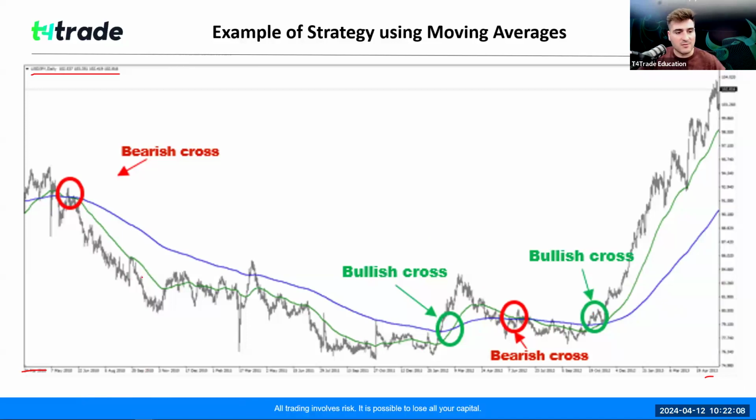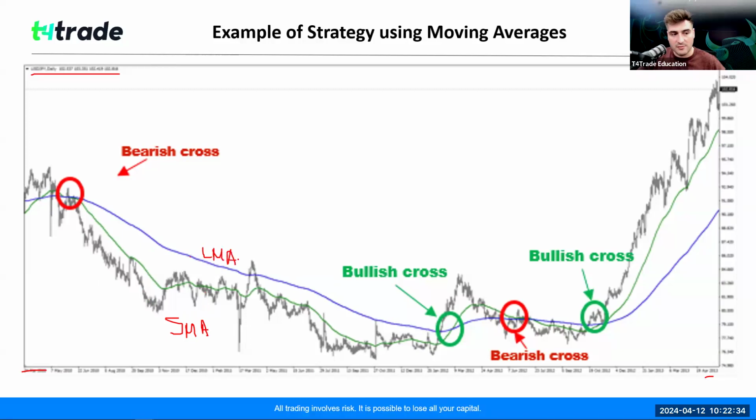In this kind of case, if I ask you which one is the short and which one is the long, the correct answer would have been the short one is the green line, because it trends much more closely. It hugs the price action much more nicely compared to the long one. So the green line is the SMA and the blue line is the LMA.